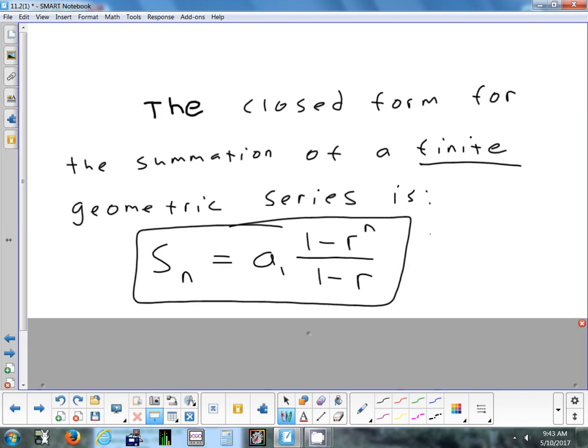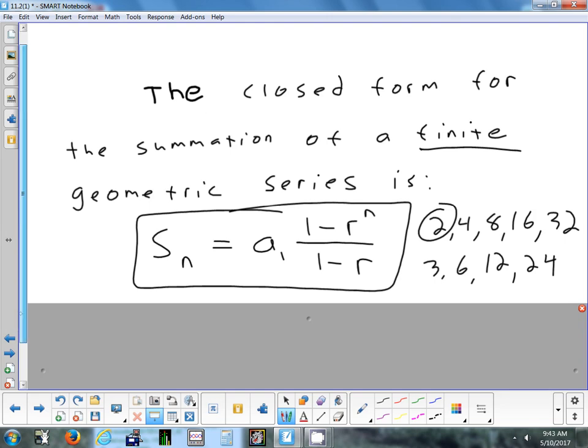So if you get something like this, what's the common ratio in that sequence? 2. Yep. The common ratio also happens to be the same as the first term. That doesn't always happen. Here's one where the common ratio is 2, but the first term is 3. Okay. So to add it up in a geometric sequence, first n terms, use that formula.